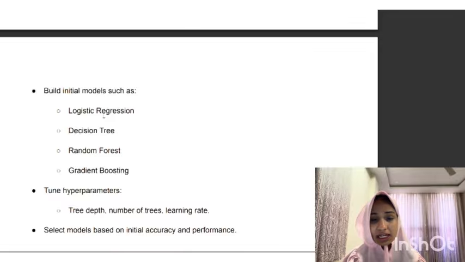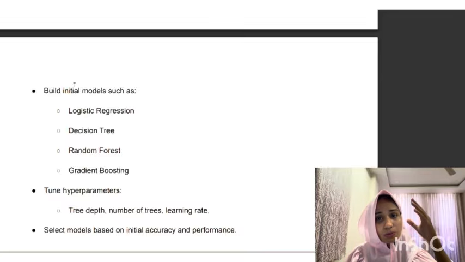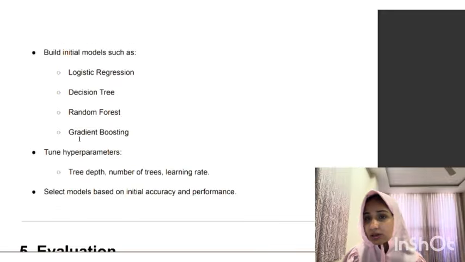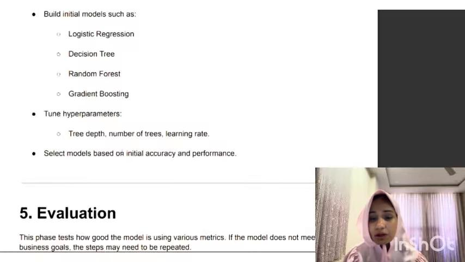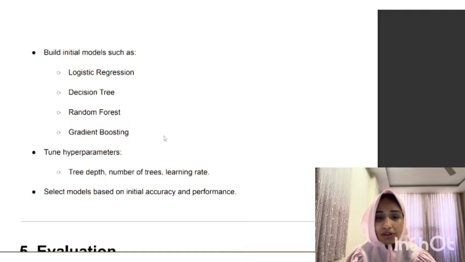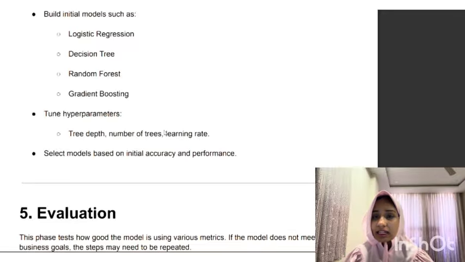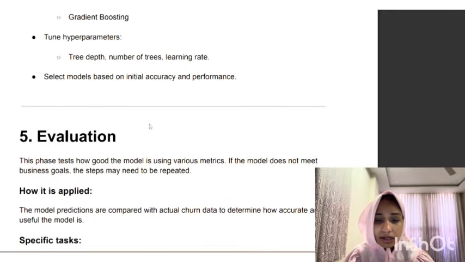What are the specific tasks? Build initial models such as logistic regression, decision trees, random forest, gradient boosting. So we can perform all this, meaning we have initial models. Now tune hyperparameters like tree depth, number of trees, and learning rate, and select the model based on initial accuracy and performance. So we have initial models, then we tune hyperparameters like the number of trees and depth of the trees, and then select models based on initial accuracy and performance.